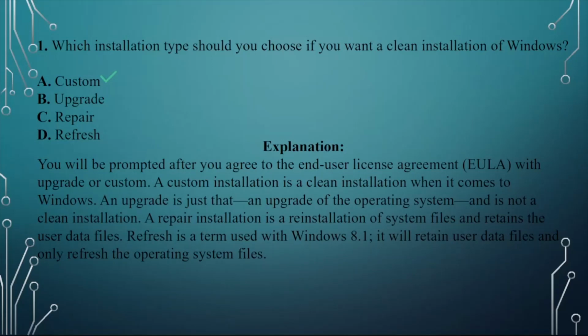The answer here is A. So you'll be prompted after you agree to the end user license agreement with upgrade or custom. A custom installation is a clean installation when it comes to Windows. An upgrade is just that, an upgrade of the operating system, and it's not a clean installation.